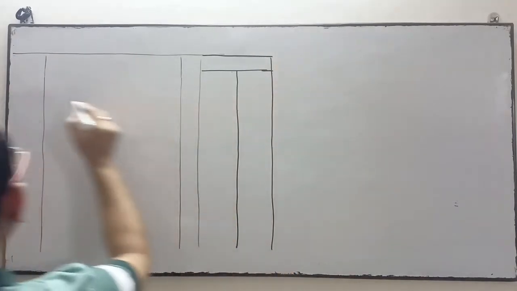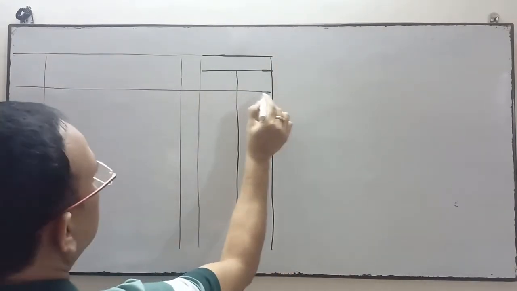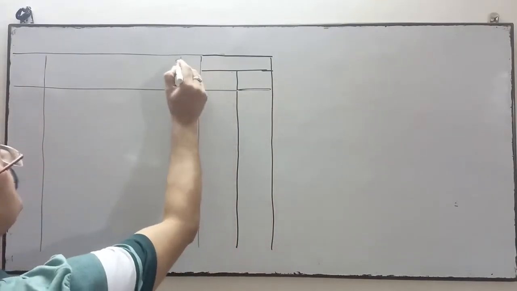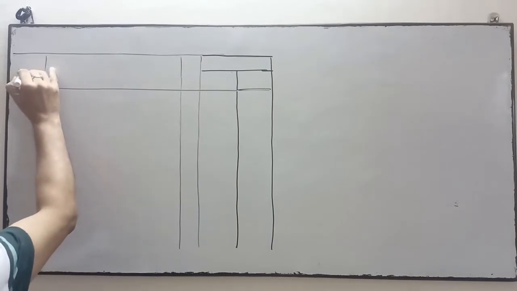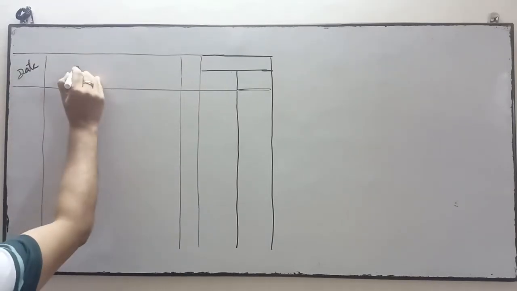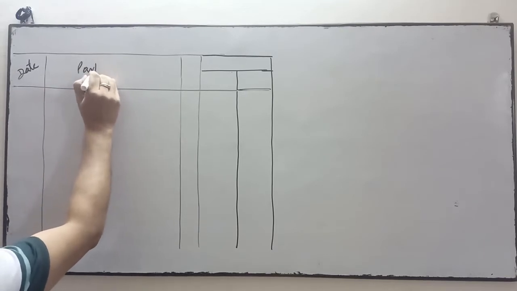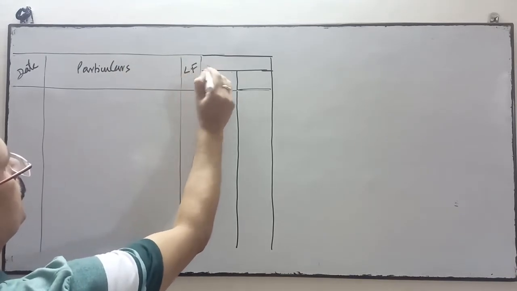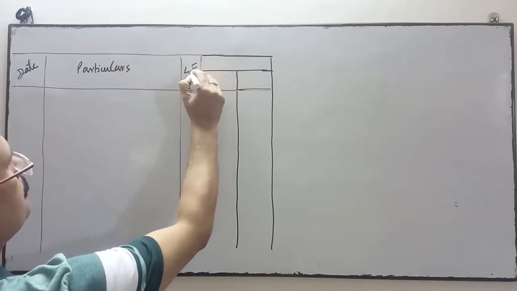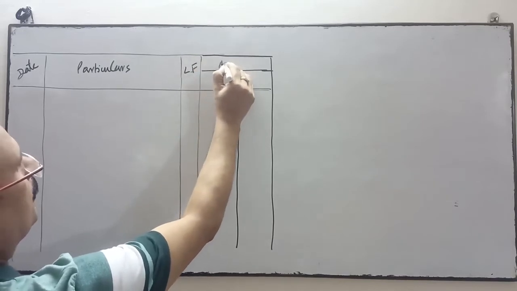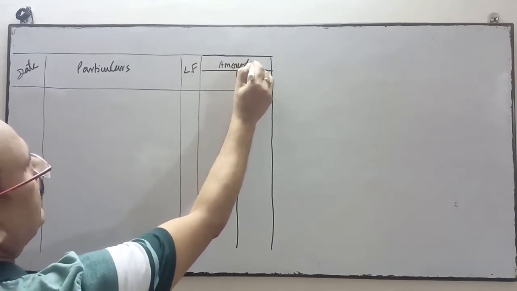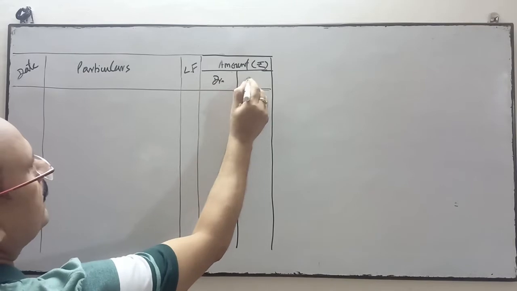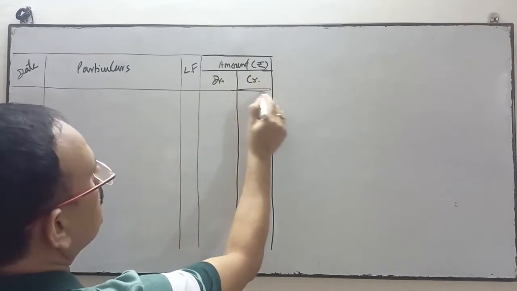One format of a journal. So this column is for date, this is for particulars, this is for ledger folio, this is for amount in rupees, this is for debit side and this is for credit side. So this is the format.